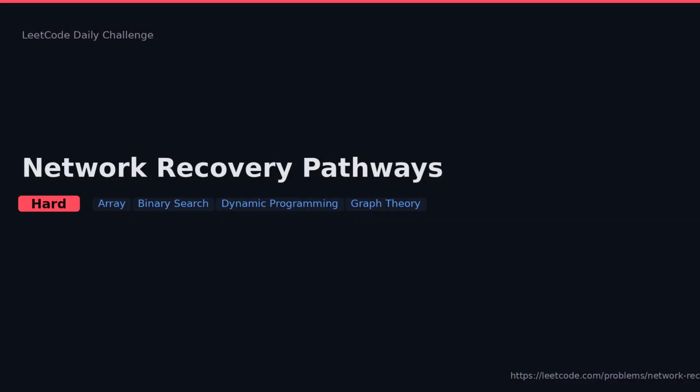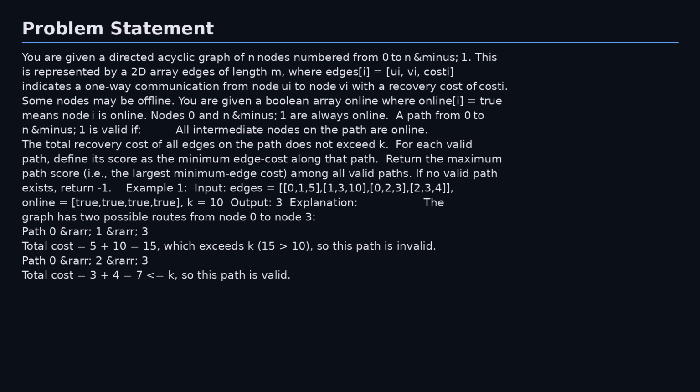Today we're going to tackle a hard problem on LeetCode. It's called Network Recovery Pathways. This problem requires us to find the maximum path score from node 0 to node n-1 in a given network. With some constraints, we'll break down the problem, explain the intuition, and walk through the solution step by step.